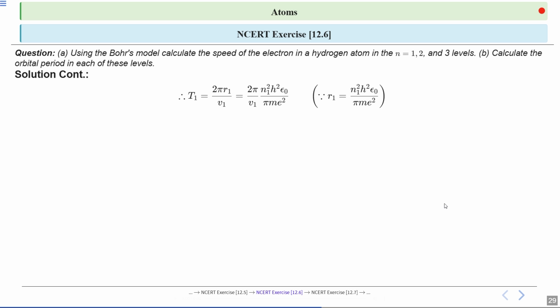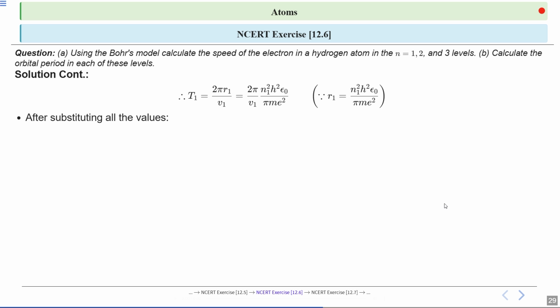Here we see the formula for the orbital period T1 of the electron in the first energy level. The period T1 is the time it takes for the electron to complete one full orbit, and it's given by T1 equal to 2 pi R1 upon V1, where R1 is the radius of the orbit and V1 is the speed of the electron. Notice that we have substituted the expression for R1 from the Bohr model, which involves Planck's constant h, the permittivity of free space epsilon naught, the electron mass m and electron charge e. All these variables are in SI units.